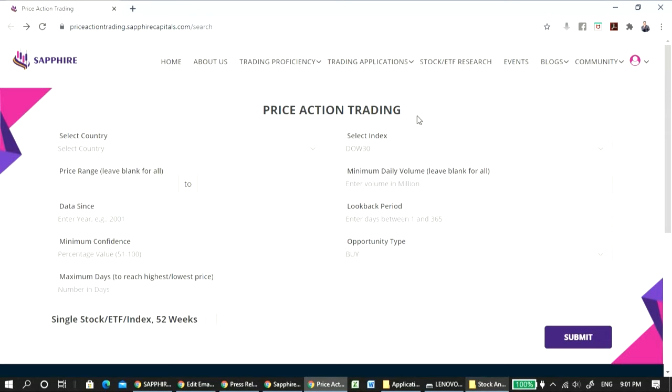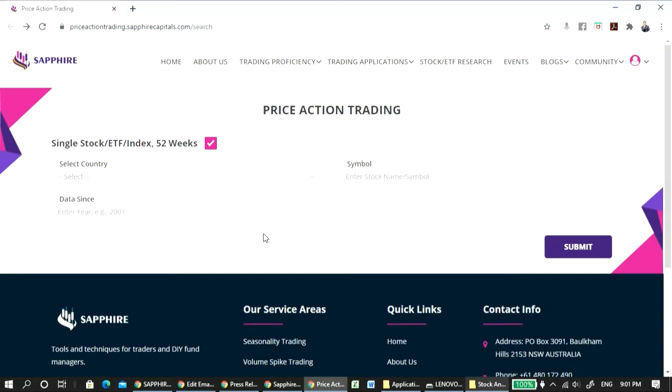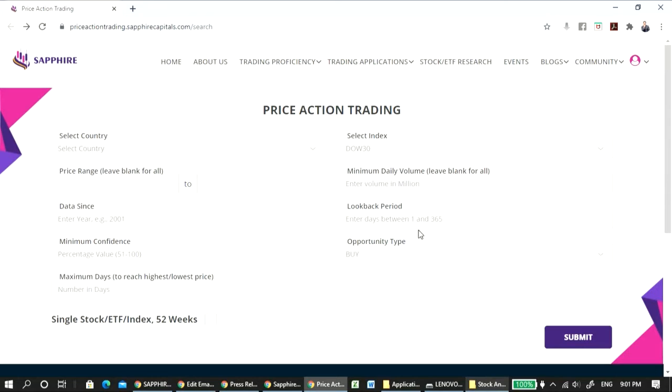Now, this particular input screen has two different sections. One is the main price action analysis section, and the other is one single stock. If you would like to analyze over a period of time, you can do that by clicking this button. If you click this button, this becomes the active window where you input this information and it goes for analysis. And if you unclick it, it falls back into the main window that is required for your price action trading analysis.